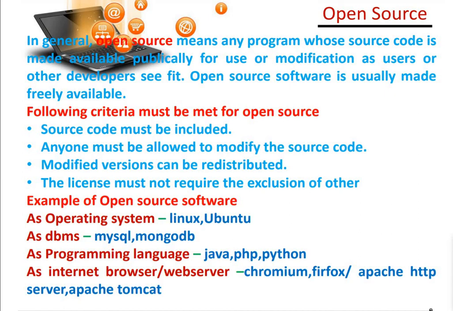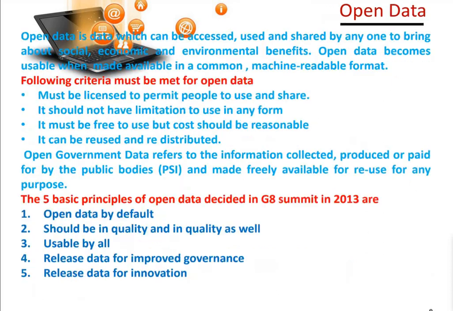Examples of open source software: operating systems like Linux, Ubuntu; DBMS like MySQL or MongoDB; programming languages like Java, PHP, Python; internet browsers like Chrome, Firefox; web servers like Apache HTTP Server and Apache Tomcat.